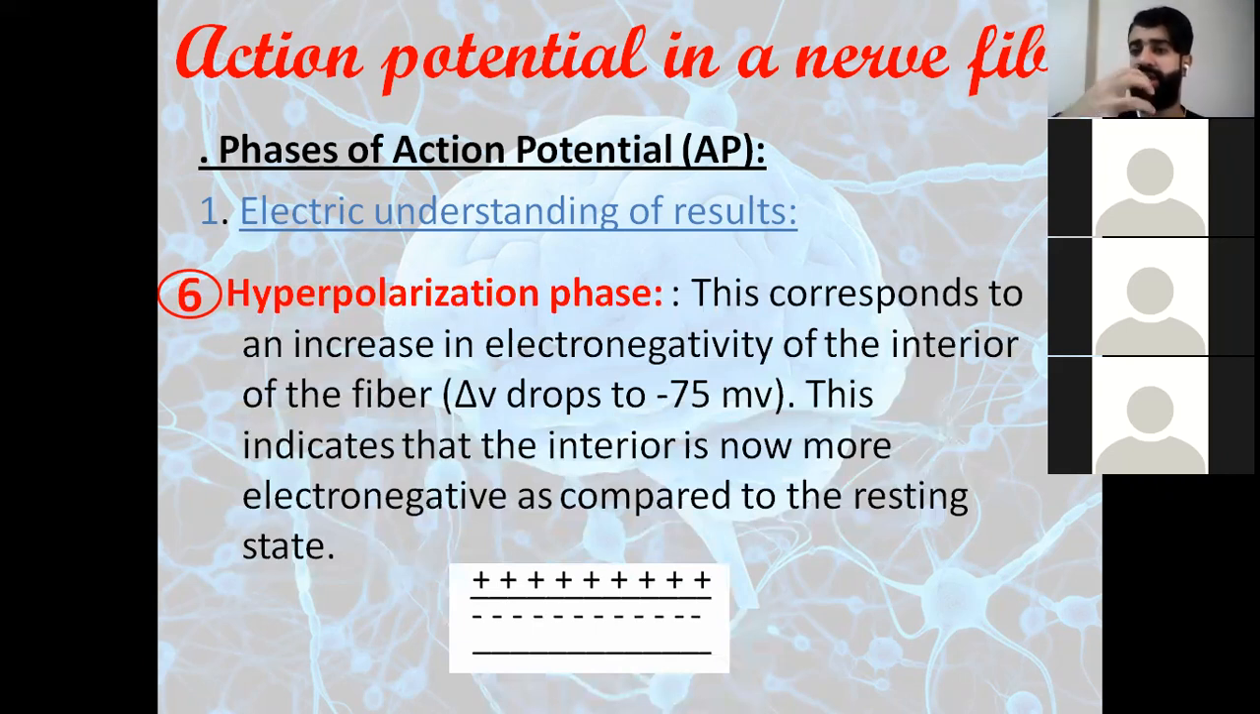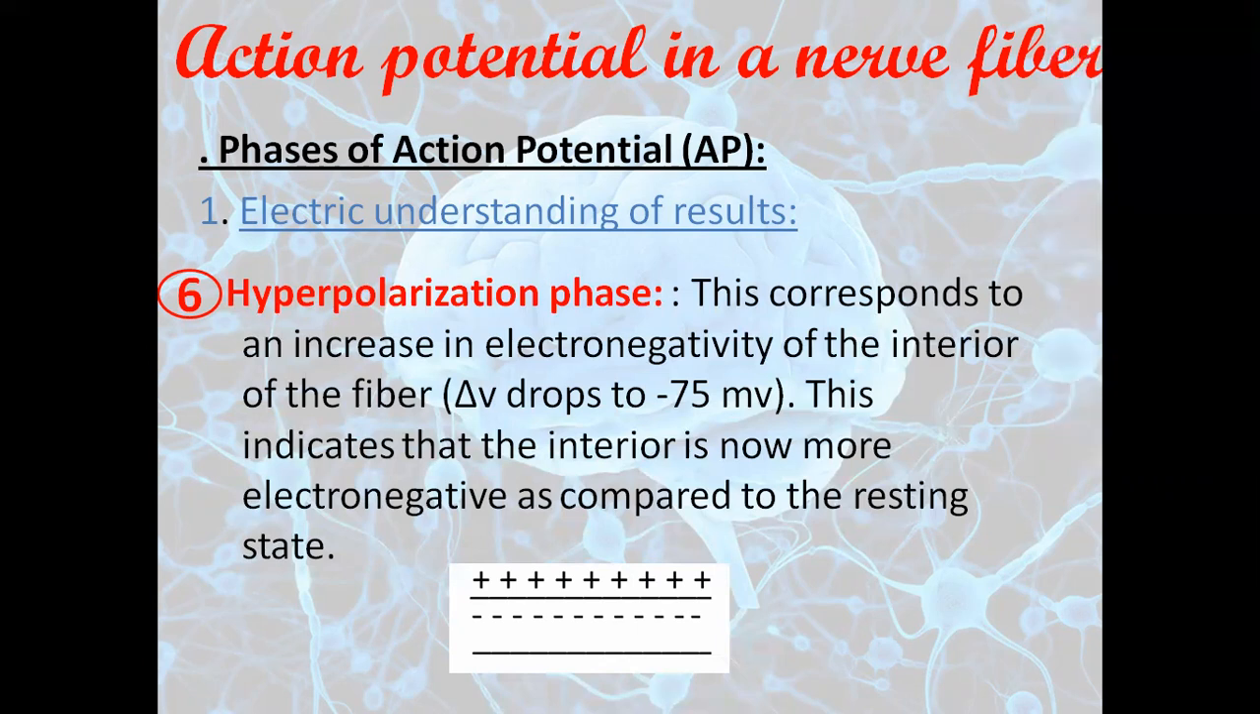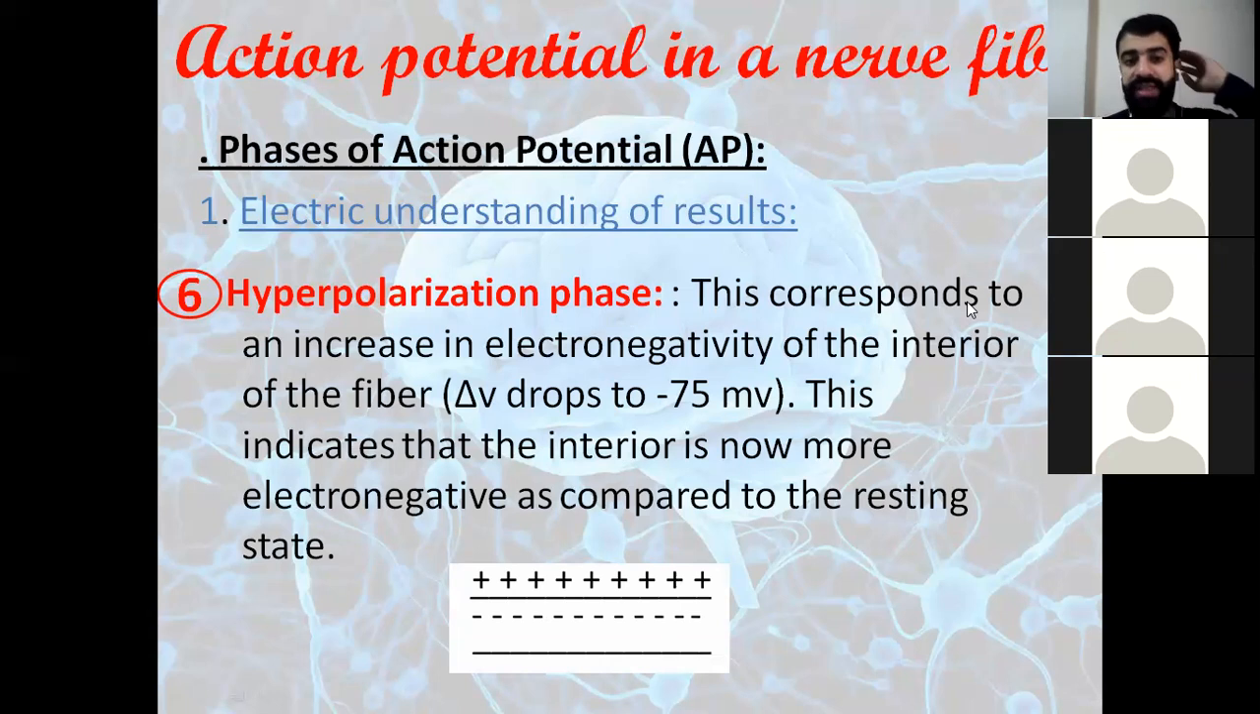Hyperpolarization. Polarization, as I said, is negativity. Hyper is an increase in the negativity. So an increase in the negativity is called hyperpolarization. It corresponds to the increase in the electronegativity of the interior. It drops below the resting to minus 75 millivolt. This means that the interior is now more electronegative compared to the resting. The resting was minus 70, while in hyperpolarization it's more negative than the resting, it is minus 75.